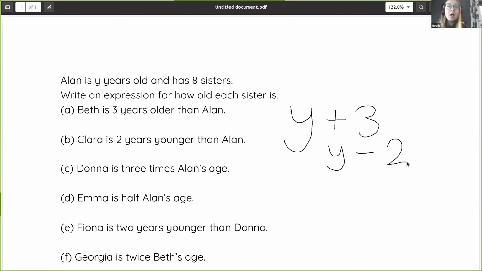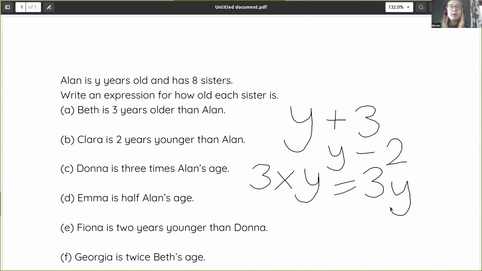Next one. Donna is 3 times Alan's age. Okay, so how do I make something 3 times Alan's age, which is y, because we don't know what it is. And if we're going to be really, really picky, we're going to write this like a mathematician, because we're big grown-up mathematicians now. And so we're going to write that as 3y. Excellent.